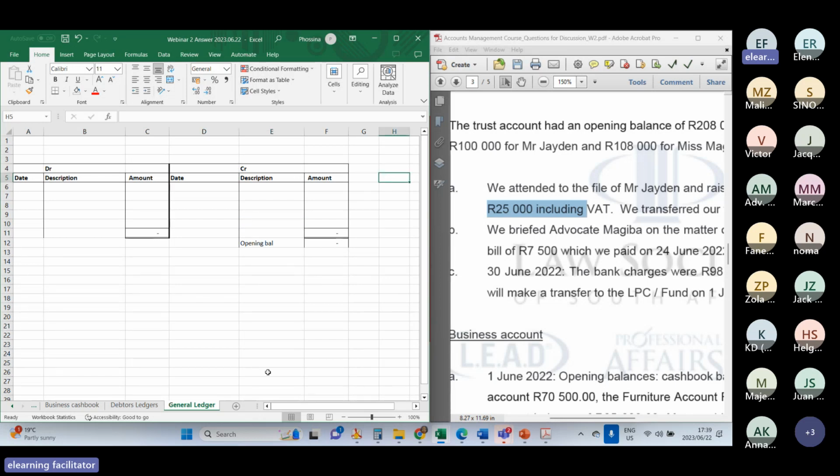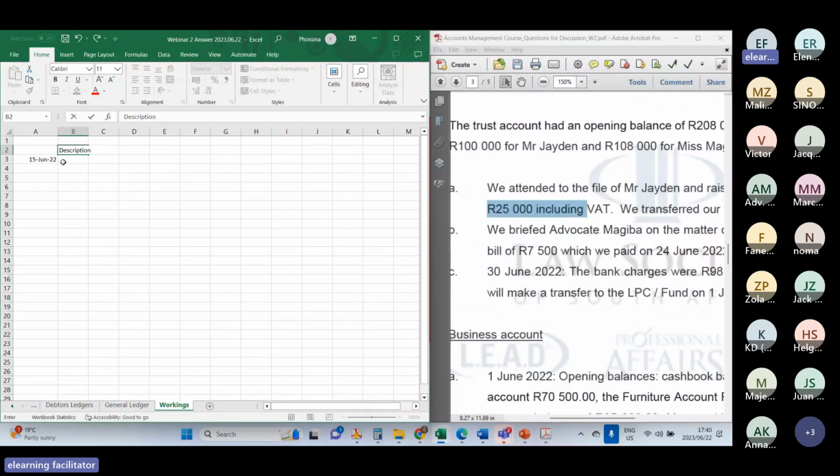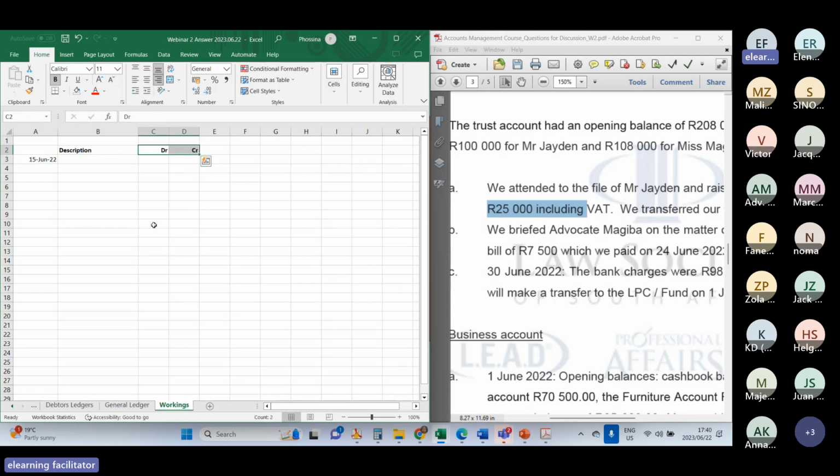So when we look at it, I'm also going to add in what I call workings. So our workings are basically journal entries for you guys to just understand, okay? So we are raising an invoice. This is 15 June 2022, and we are raising an invoice of 25,000. So we need to show our description, which account is going to be debited, which account is going to be credited, and the debit and the credit. So that is the line of thinking that you should take.